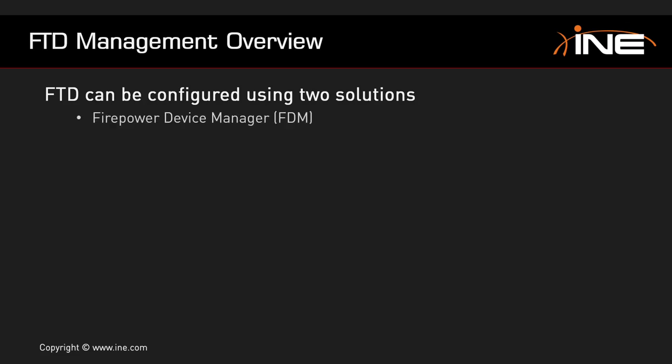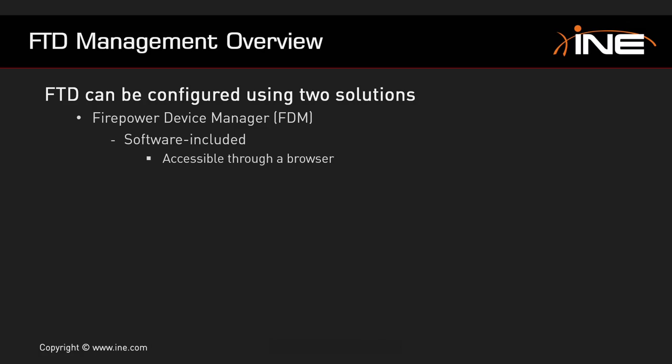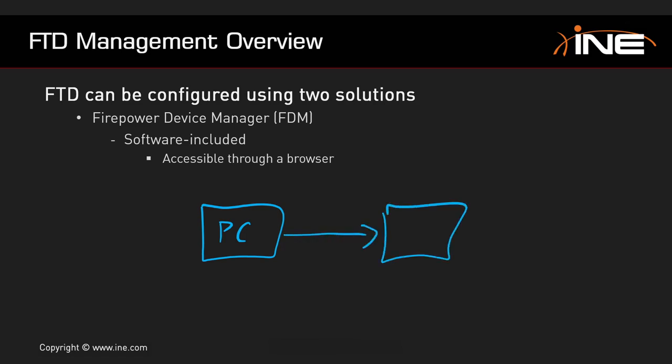One solution is going to be to use what is known as Firepower Device Manager, abbreviated as FDM, which is just software included inside of the FTD's image. And the good thing about this solution is that it is pretty easy to access FTD using this method, because you will have just two components in the network that you will be using. It is going to be your PC, what you will use to connect to the FDM, which is going to be physically stored inside of the FTD's code.